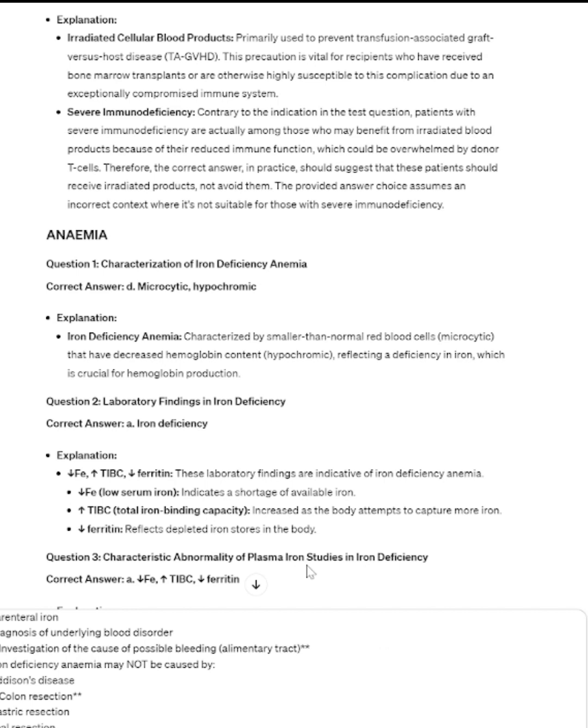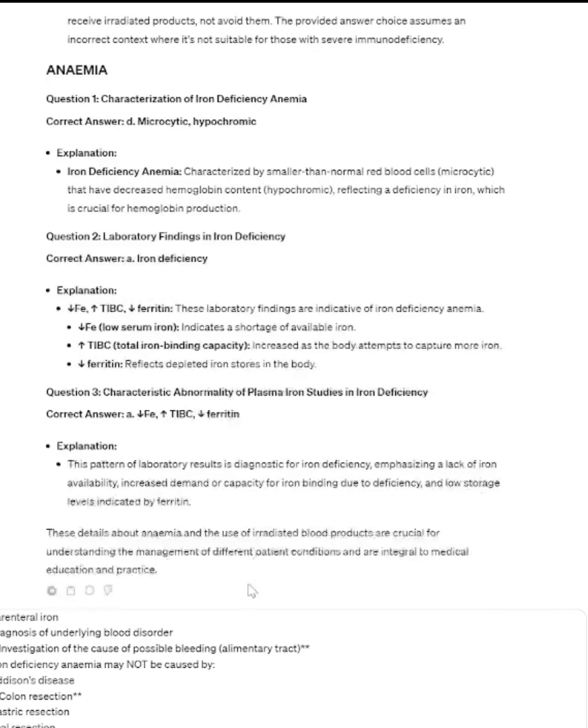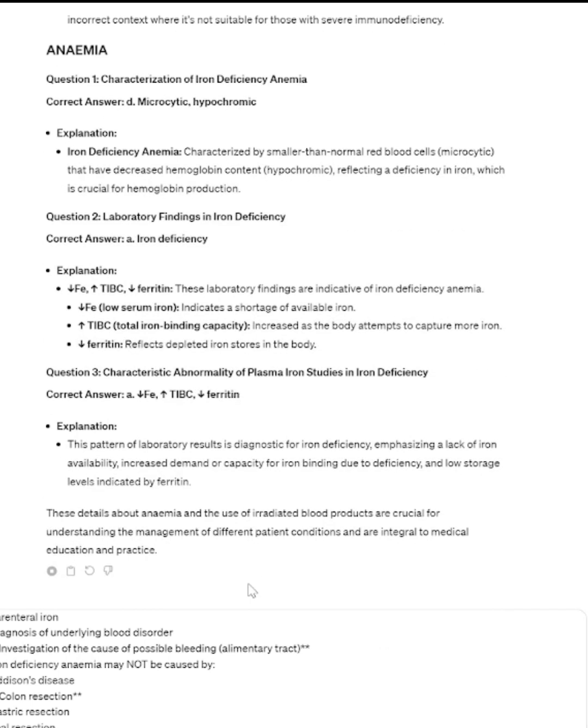Question 3. Characteristic abnormality of plasma iron studies in iron deficiency. Correct answer, A: Fe low, TIBC high, ferritin low. Explanation. This pattern of laboratory results is diagnostic for iron deficiency, emphasizing a lack of iron availability, increased capacity for iron binding due to deficiency, and low storage levels indicated by ferritin.